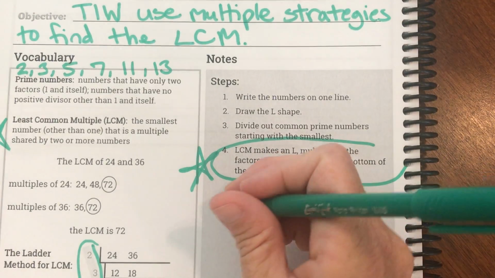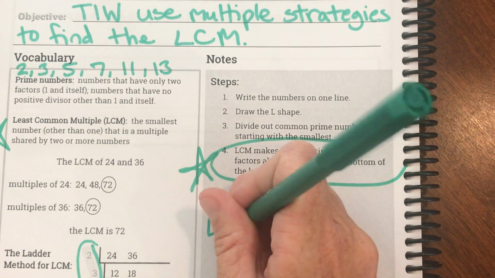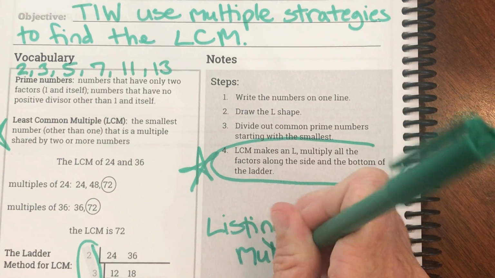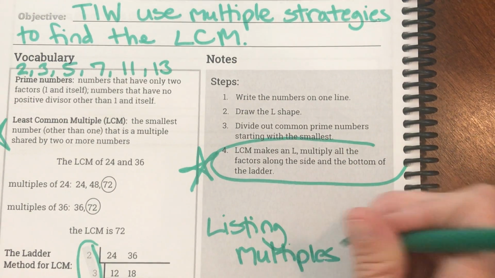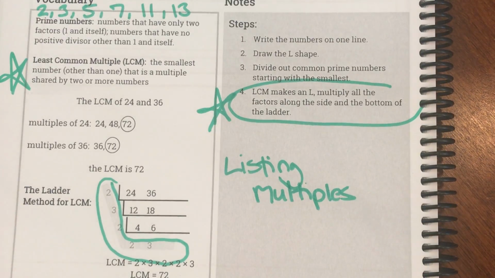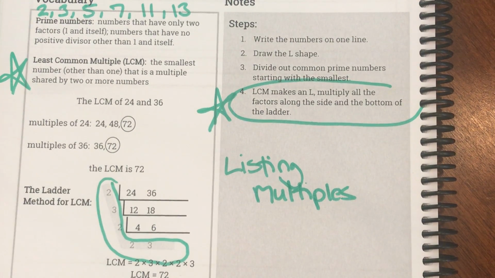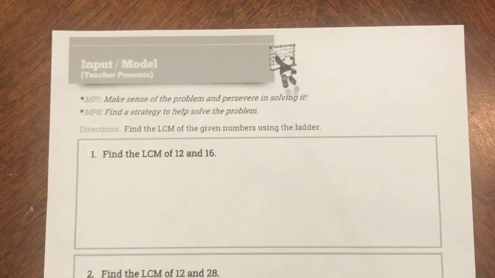Another strategy that we could use is listing multiples. So we're going to be doing both of those and see which one works best for you. We're going to list the multiples out as well. Sometimes this one's a little bit trickier though. Okay, so what does this actually look like? And I think you'll see quickly which method you prefer.